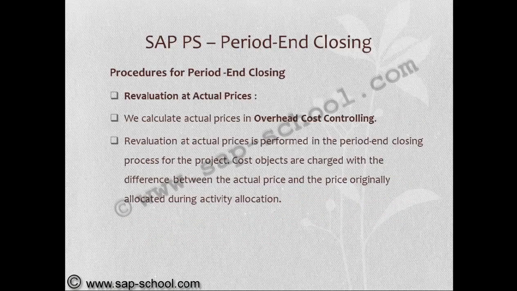We calculate the actual prices in overhead cost controlling. Revaluation at actual prices is performed in the period end closing process for the project. Cost objects are charged with the difference between the actual price and price originally allocated during the activity allocation.